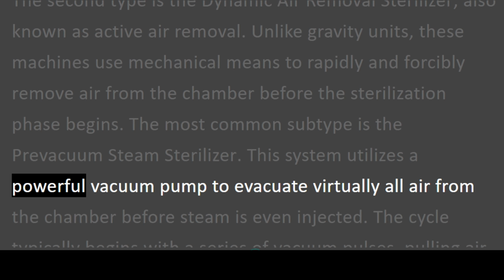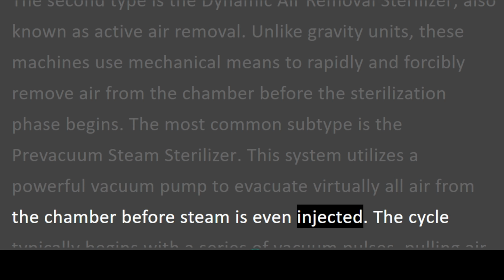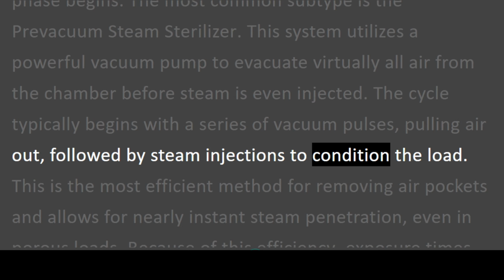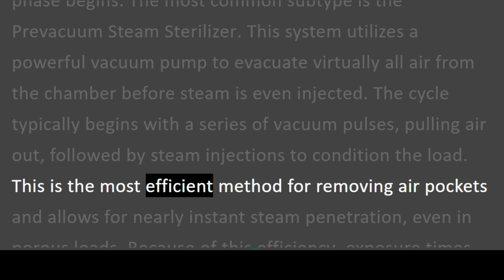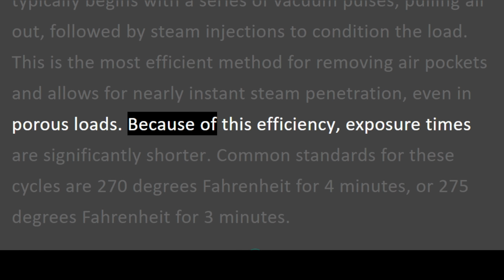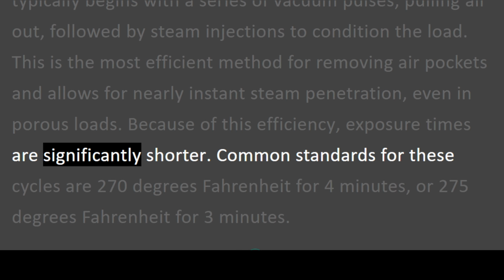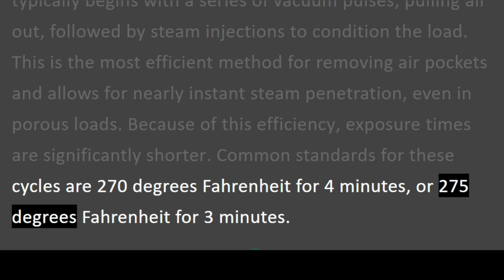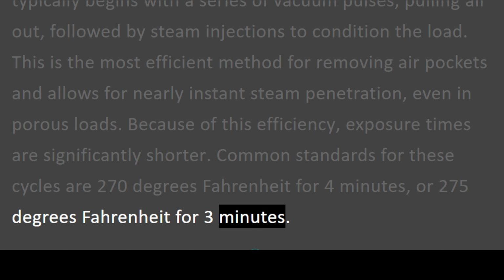This system utilizes a powerful vacuum pump to evacuate virtually all air from the chamber before steam is even injected. The cycle typically begins with a series of vacuum pulses, pulling air out, followed by steam injections to condition the load. This is the most efficient method for removing air pockets and allows for nearly instant steam penetration, even in porous loads. Because of this efficiency, exposure times are significantly shorter. Common standards for these cycles are 270 degrees Fahrenheit for 4 minutes, or 275 degrees Fahrenheit for 3 minutes.